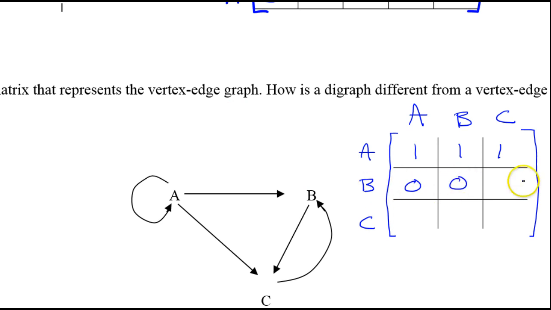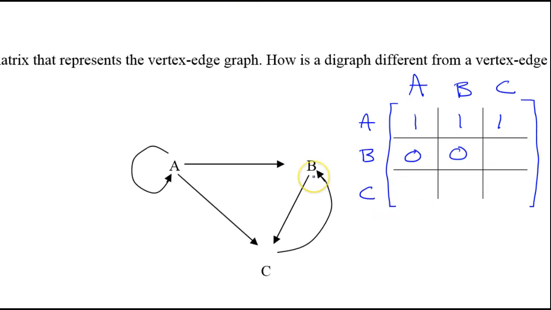What about from B to C? Yes, there is an arrow from B to C, and only one of them. Even though there are two connections here, there's only one that goes from B to C. This curving one goes from C to B. That's going to come up later.